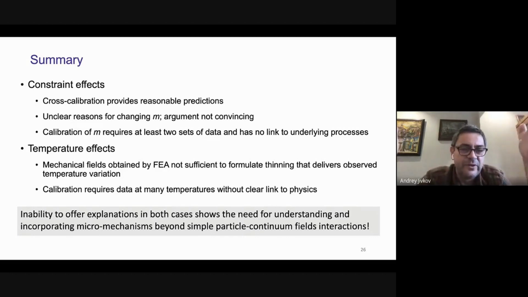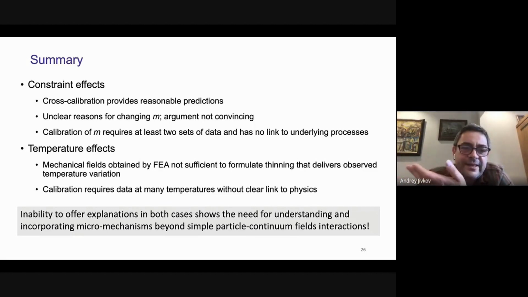So what I'm trying to say is that if one wants to calibrate with only one particular constraint, one is going to get some M parameter and some sigma U. If one wants to calibrate with a different constraint condition, one is going to get a different M and different sigma U. And when one makes a cross calibration, one gets some M in between.